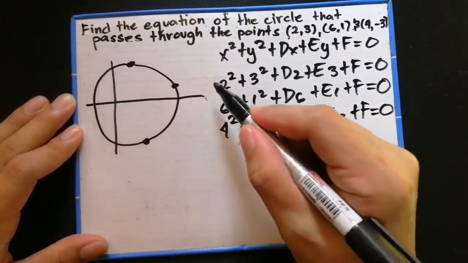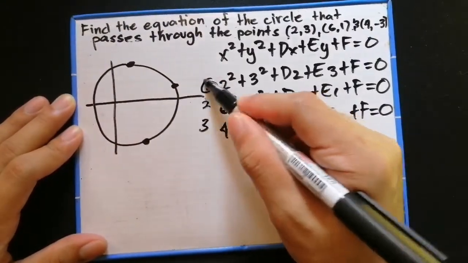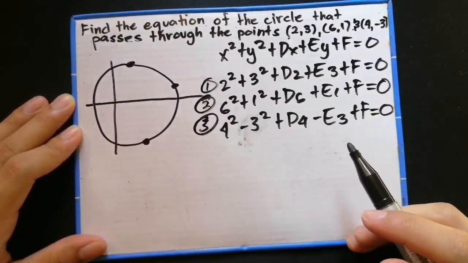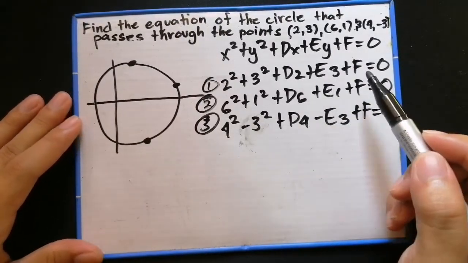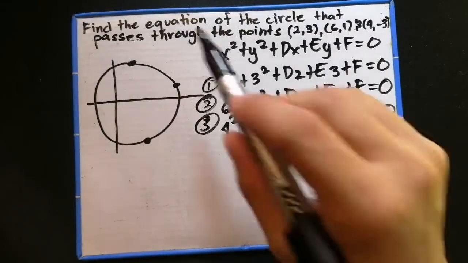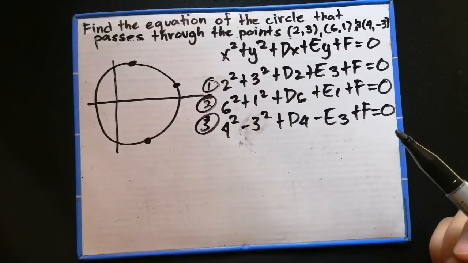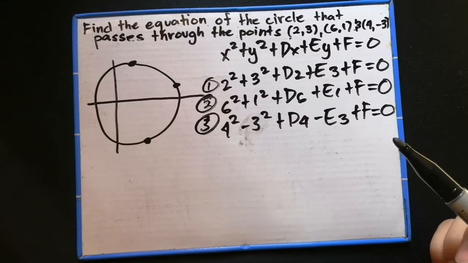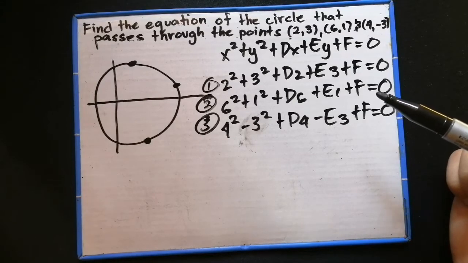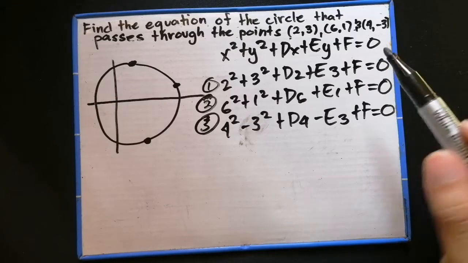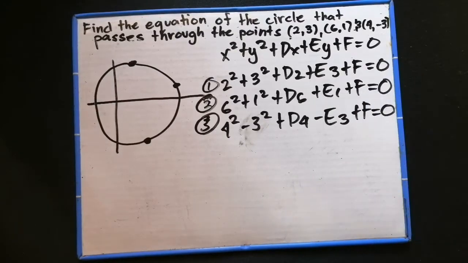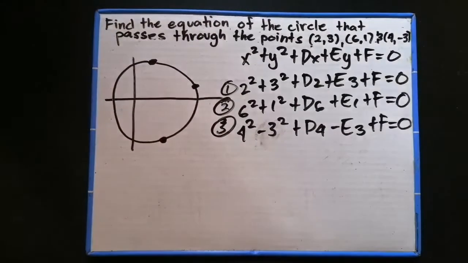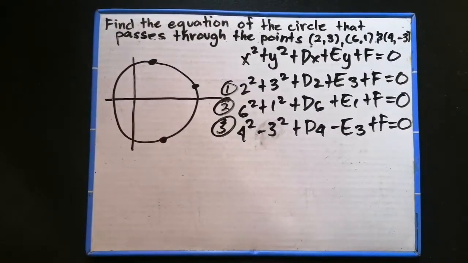So, we have 3 equations here, and we need to find the values of D, E, and F to find the equation of the circle. So, how do we find those? We have formed a system of 3 equations in 3 unknowns. The unknowns, as I said earlier, are D, E, and F. So, now, what we will do first is simplify the equations.